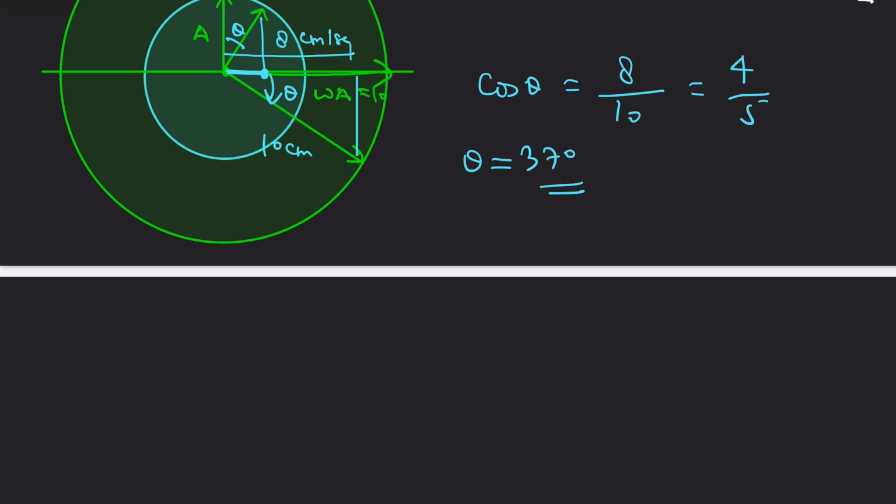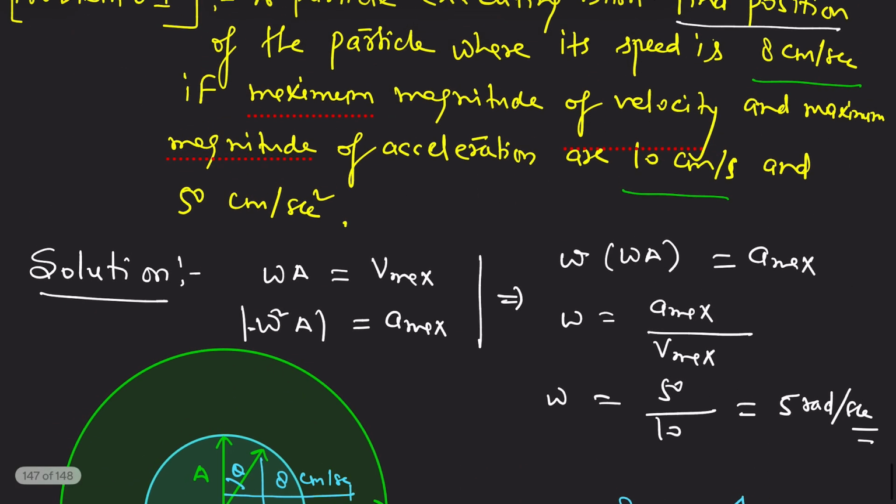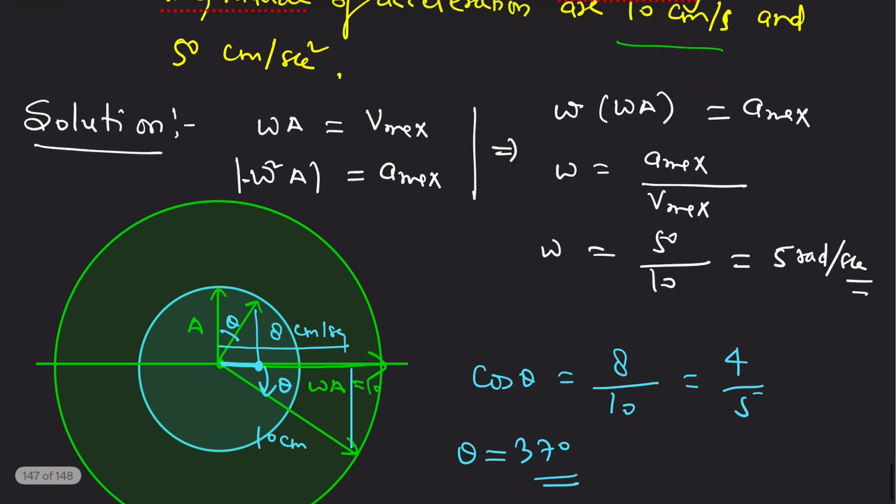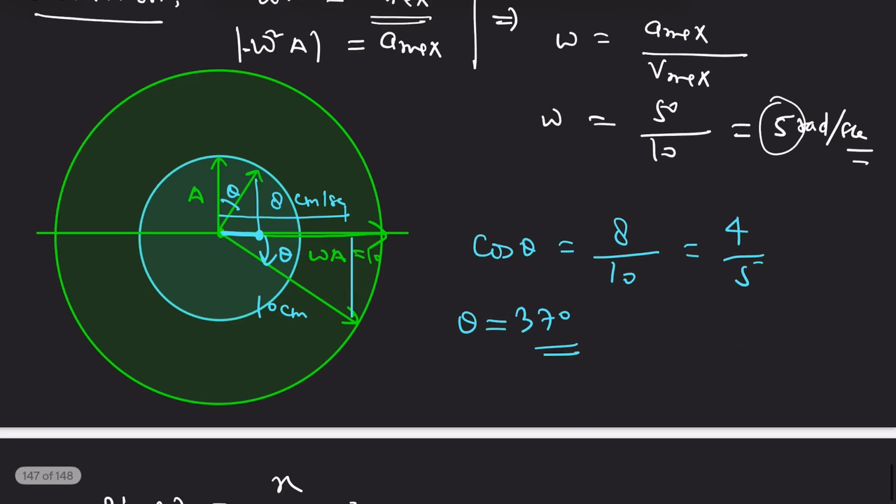Now I can find out the position because we know that theta is 37 degree. So we can write sine 37 is equal to x divided by the amplitude. The amplitude is not given, so we have to calculate it. If you know omega, and maximum velocity is given as 10, divide by omega, we can get a. So let me calculate a also.